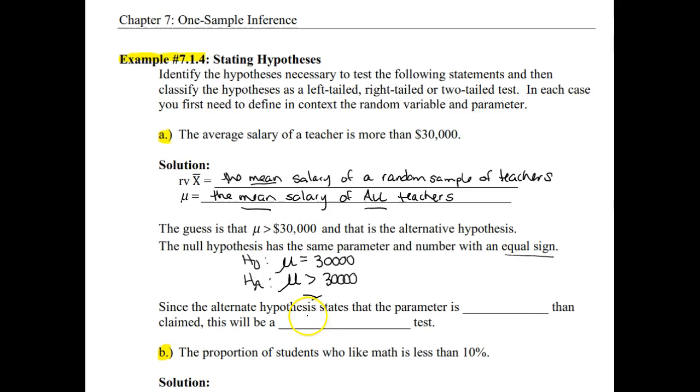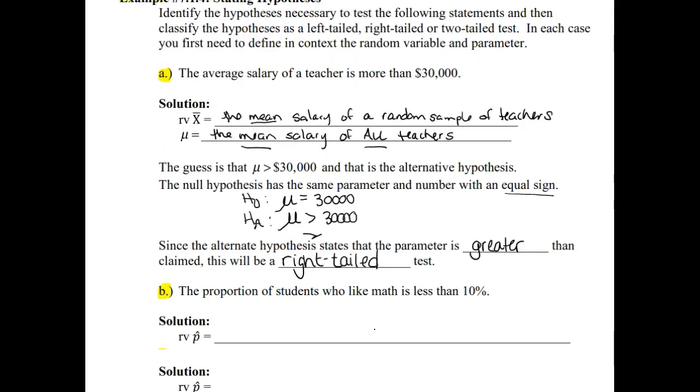So since the alternative hypothesis states that the parameter is greater than claimed, this will be a right-tailed test, which means if we actually had some data and performed the hypothesis test, the p-value would be that area in the shaded right tail of the distribution.